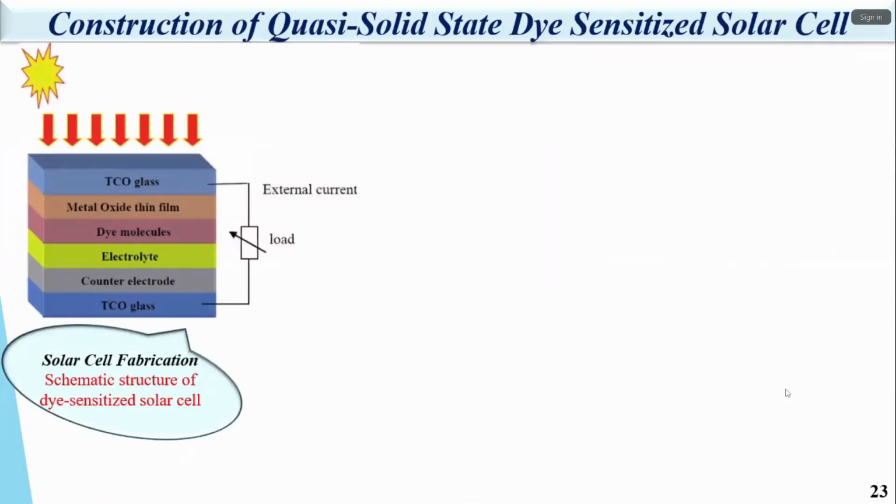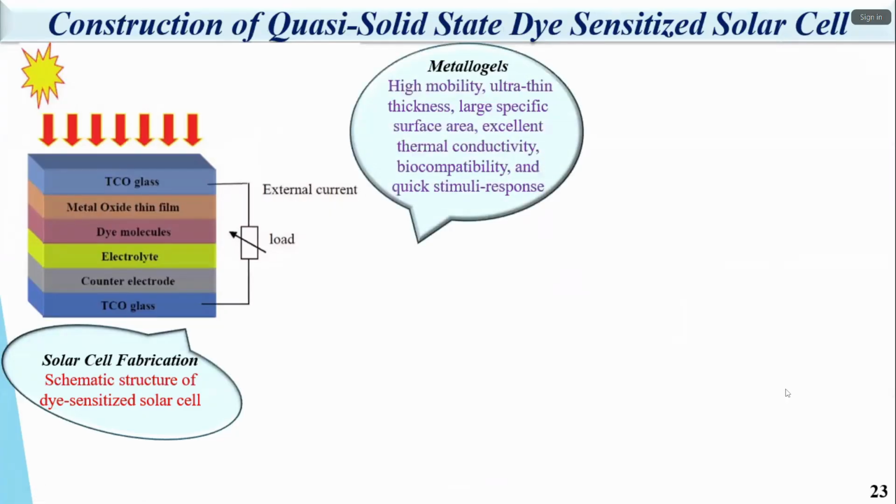So now we'll be proposing, as we are working on this, that we could use our metal gel in place of this electrolyte, which can be used as a quasi-solid state electrolyte in this dye-sensitized solar cell. So here is a basic scheme to form this solar cell.